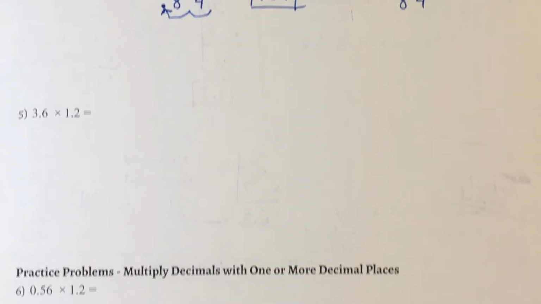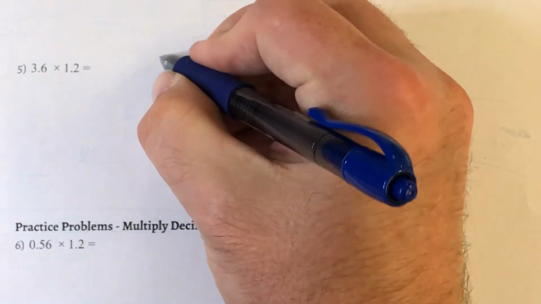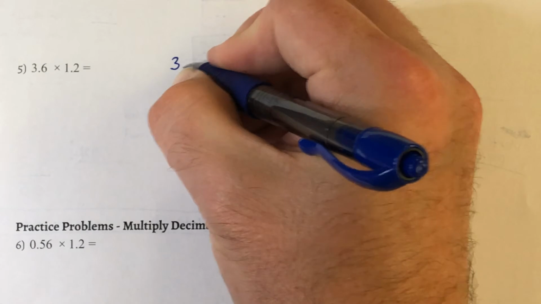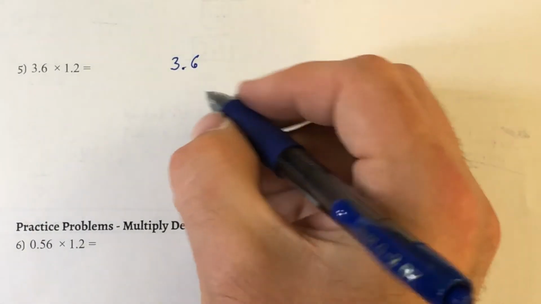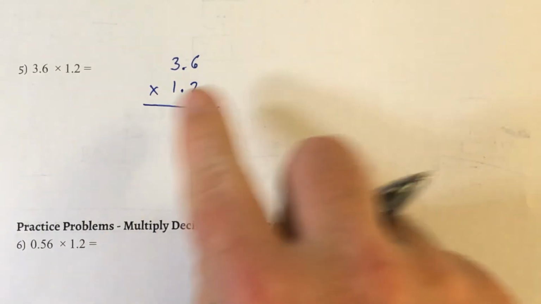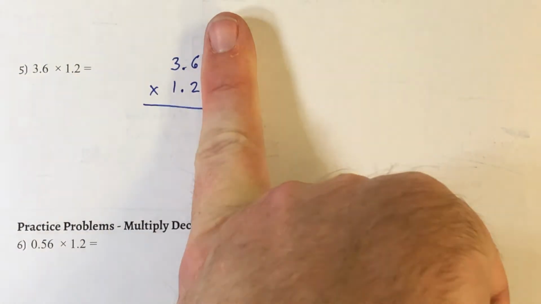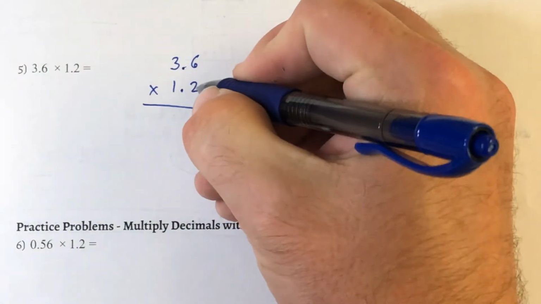All right, example 5. 3 and 6/10 times 1 and 2/10. They're both the same size, so it doesn't matter which one goes on top. So I'm just going to write the first one on top, 3.6. Put the second one on bottom. Again, I was not trying to line up the decimals. I'm lining up the numbers. Okay, multiply like normal.